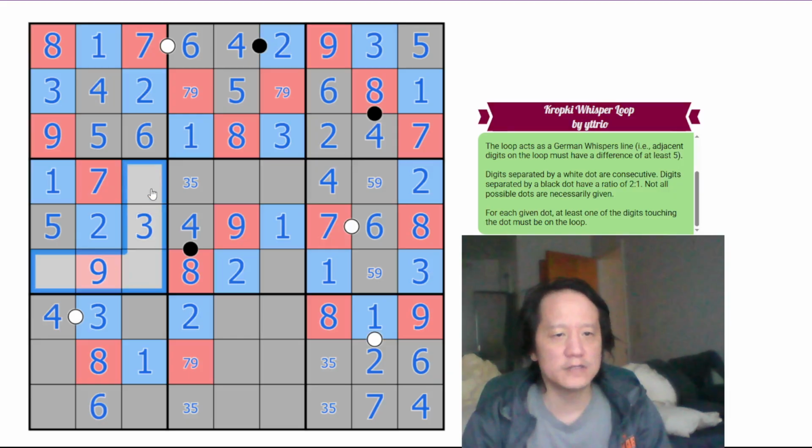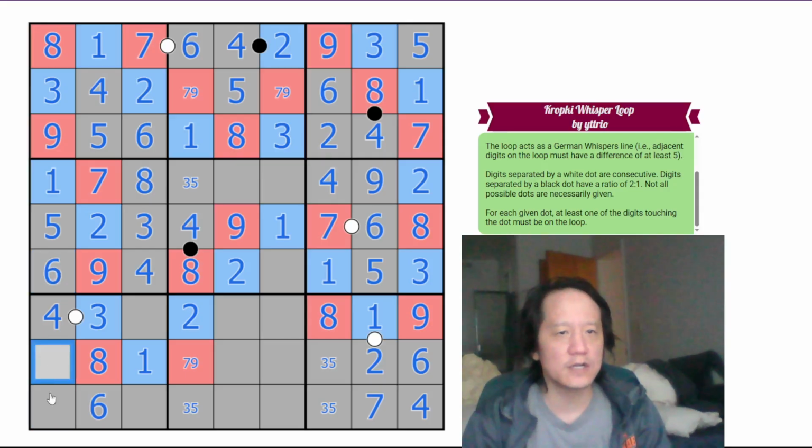Where is the 8 in box 4? Cannot be here, so this must be 8 here. That leaves the remaining digits in box 4 as 4 and 6. And this can't be 4 because it's 4 in the column, so it's 6 and it's 4. This 9 eliminates 9 here, so it's 5 and 9.